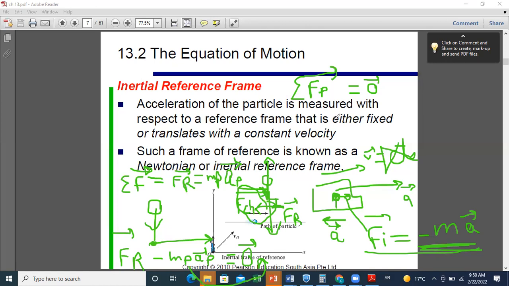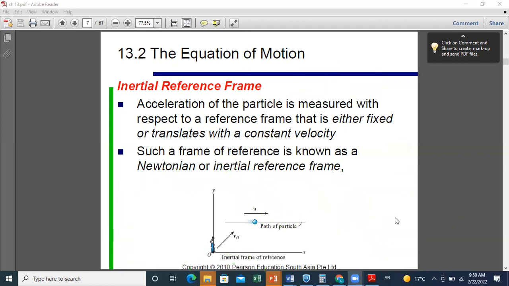But the difference is that when you are working with Newton's law in a fixed frame or inertial frame, you should not consider the inertia force. However, when you write Newton's law within a non-inertial frame, you should add the effect of inertia force, and both will lead at the end to the same result. Okay, any question on this? In general, in this course, we'll work with inertial frames.